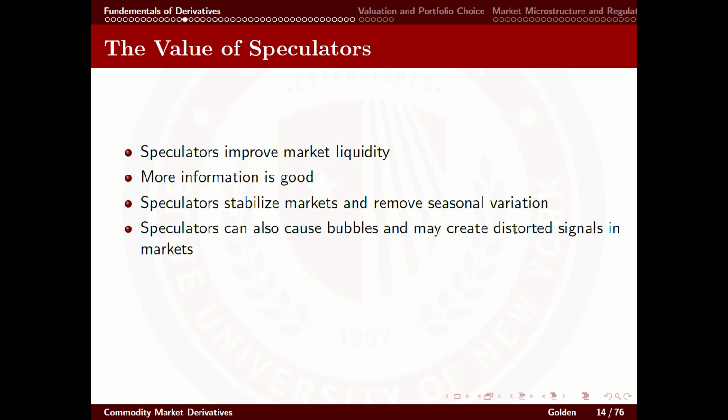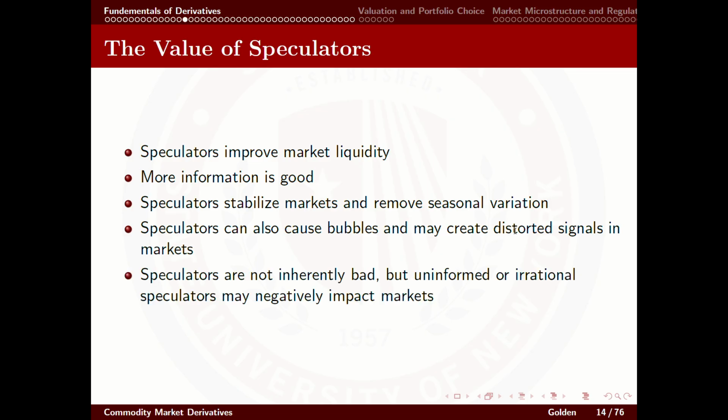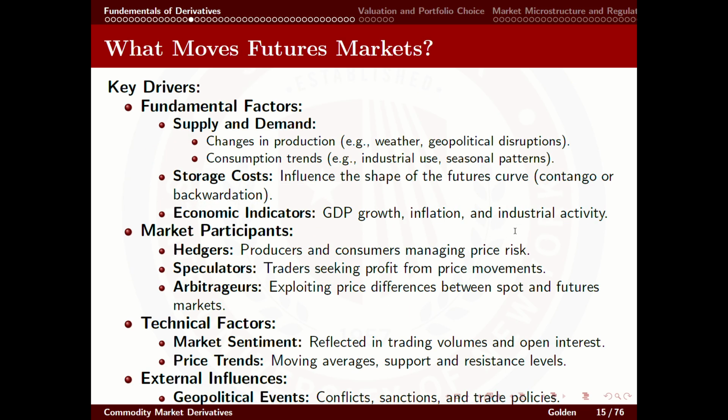Speculators can also cause bubbles and create distorted signals in markets. Physical participants in commodity markets tend to be very keen on what the price is and very keen on not making bets. Speculators, because they're making bets, inherently might choose to buy at a price they don't believe in because they believe that the market will deal with it later. Speculators are not inherently bad, but uninformed and irrational speculators may negatively impact markets.